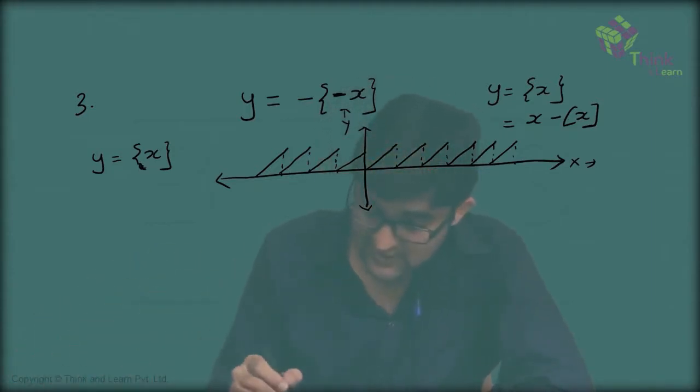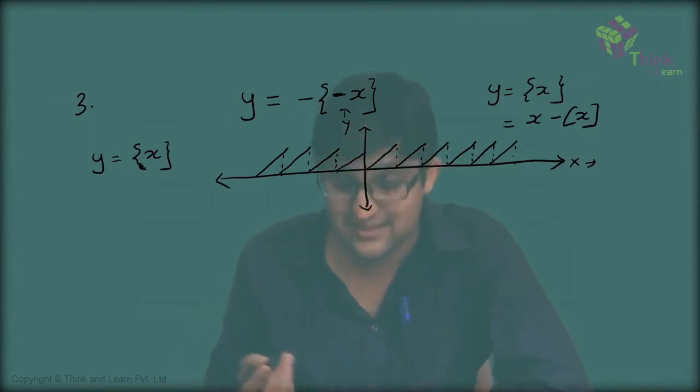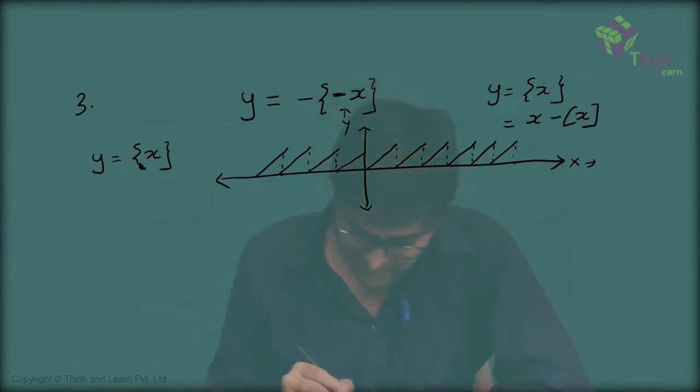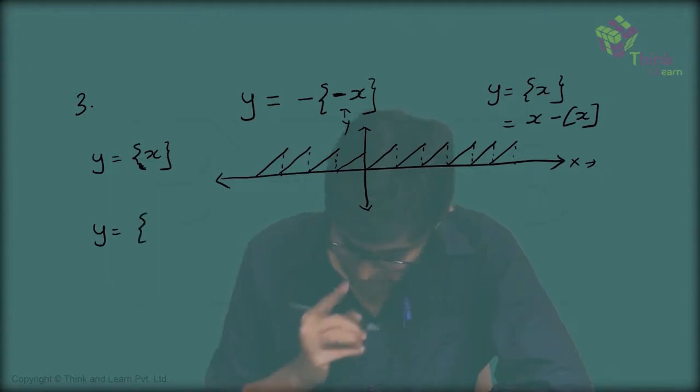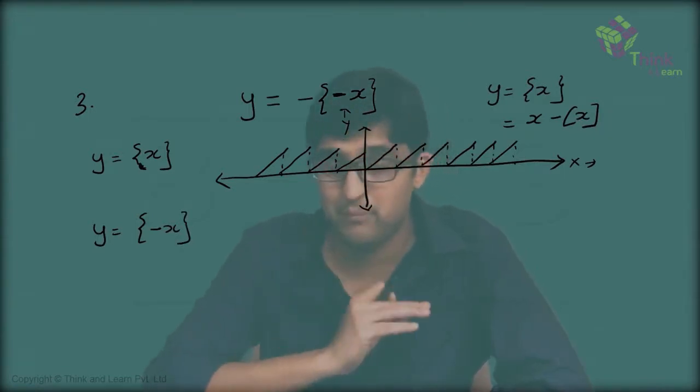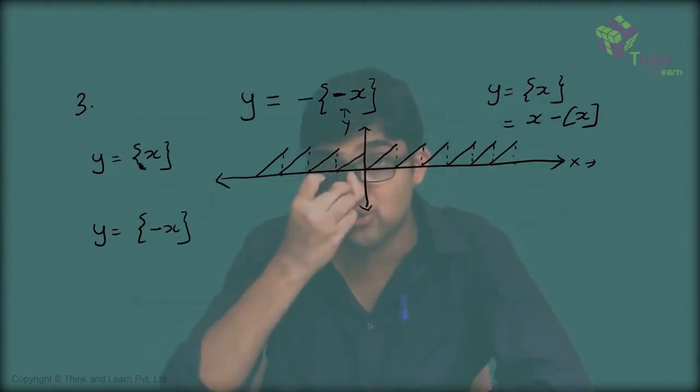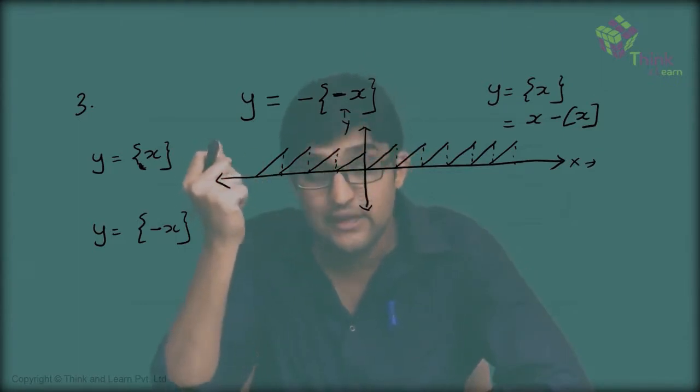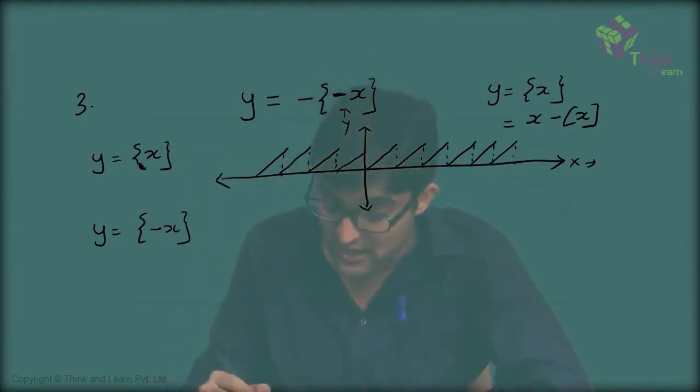You are actually interested in two more negative signs. So first let's do one negative sign. So I transform this into y is equal to the fractional part of minus x. So what happens when you transform x to minus x? What is really happening there? You are basically flipping it about the y-axis.